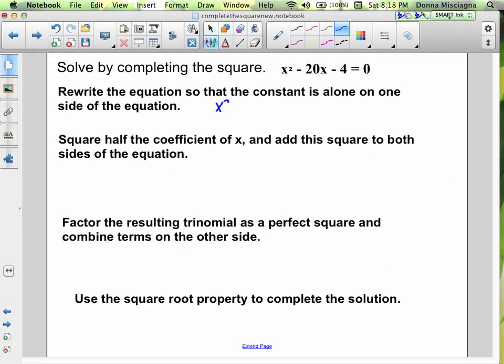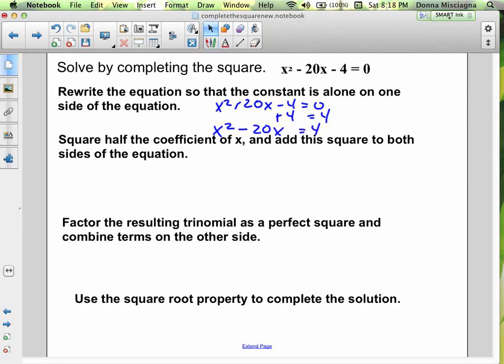So x squared minus 20x minus 4 equals 0. So we'll just add 4 to both sides. So we have x squared, look at my negative sign, looks so weird there. That looks better. Minus 20x equals 4.